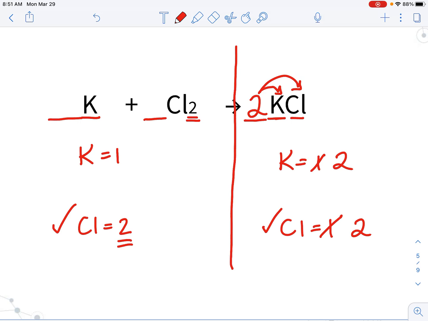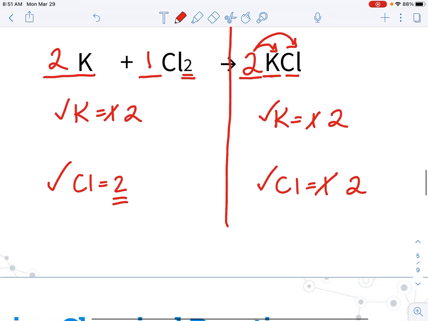Now I'm going to have to go back to the reactant side. Is there a coefficient that I can put in front of potassium to make sure that it's following the law of conservation of mass? Yes, I can put a coefficient of 2 here. And if I do that, now I have equal amounts of each atom on the reactant and product side. Now notice I don't have a coefficient in front of chlorine. We always assume 1 if there's nothing written. If you need to write that 1 to help you out, that's totally fine.